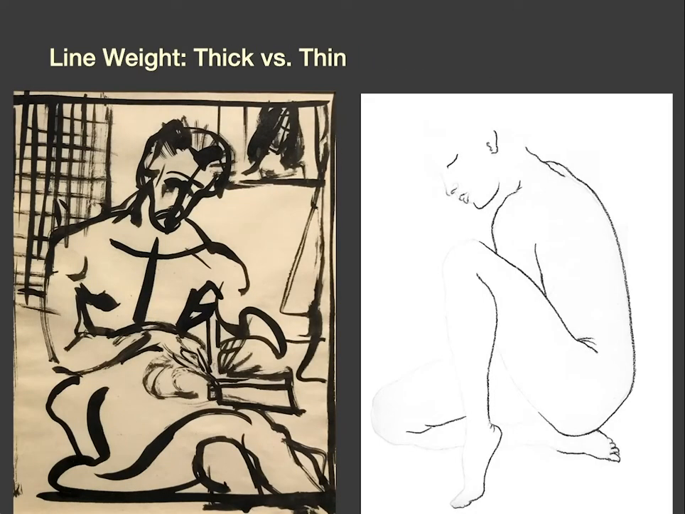Let's look at another line quality, that is line weight, thick versus thin. This is one that comes up a lot, especially in drawing classes, and it will be important for you in Project 2. Again, we have similar subject matter, two figure drawings, but one with thick lines on the left and very thin lines on the right. What is the different sensibility here? Does one look more a certain way than the other one? What kind of mood do you get from each one? Take a few seconds to think about that.